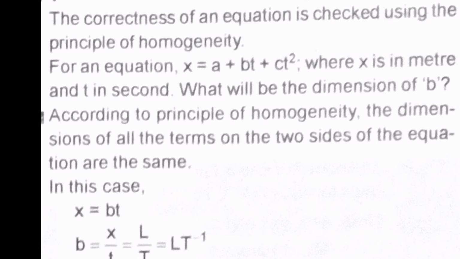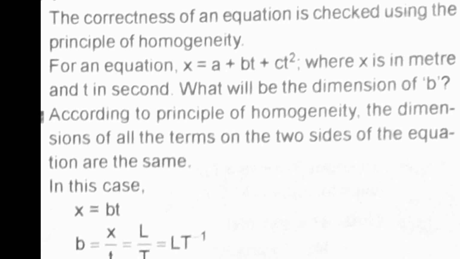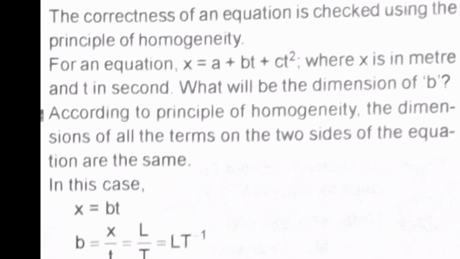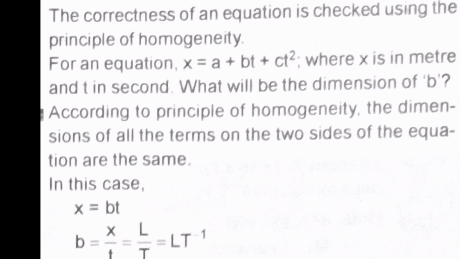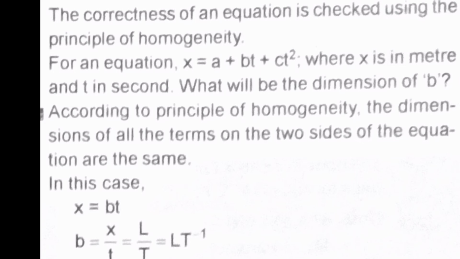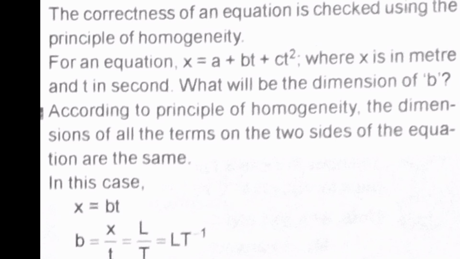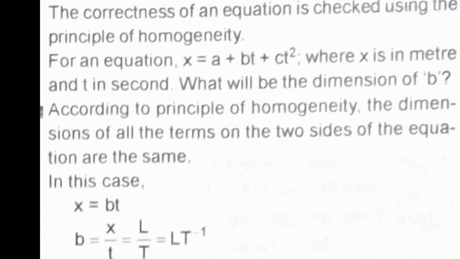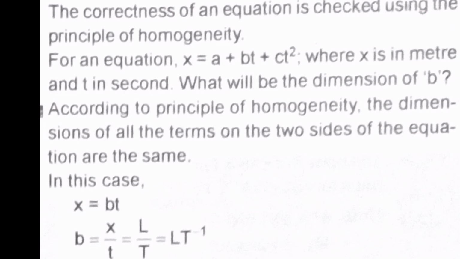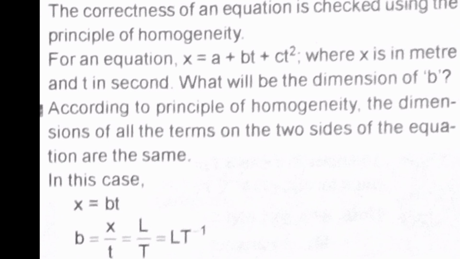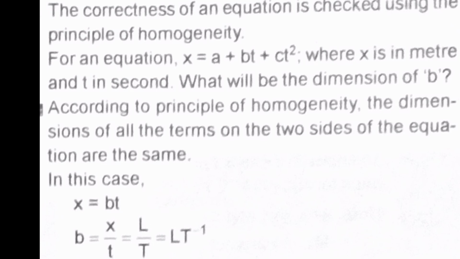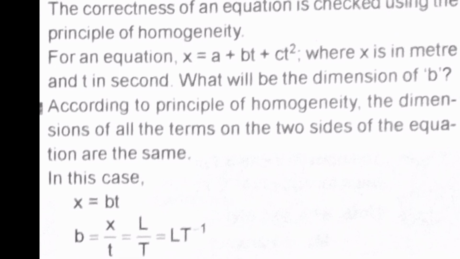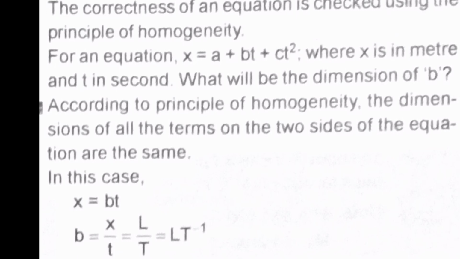Okay, this question was also asked in the year 2013 SAY examination. This is a 1 mark question. The question is, the correctness of an equation is checked using the principle of homogeneity. For an equation, x is equal to a plus bt plus ct square, where x is in meter and t is in second, what will be the dimension of b? Okay. Here we have to find the dimension of b by using the homogeneity principle. The equation is given as x is equal to a plus bt plus ct square.